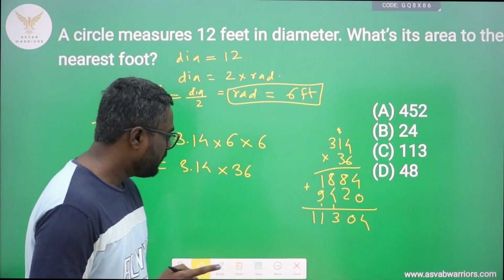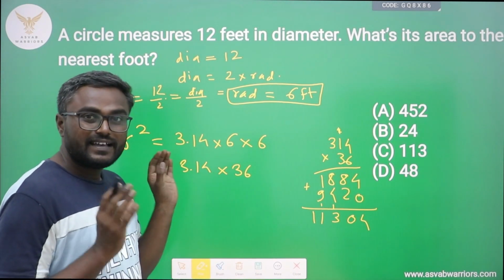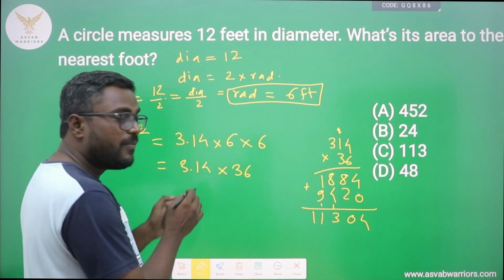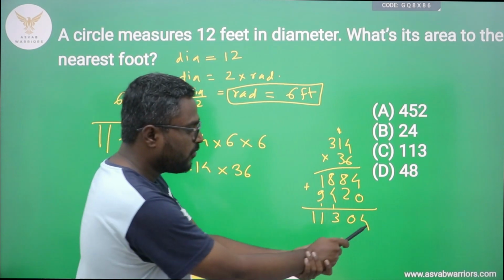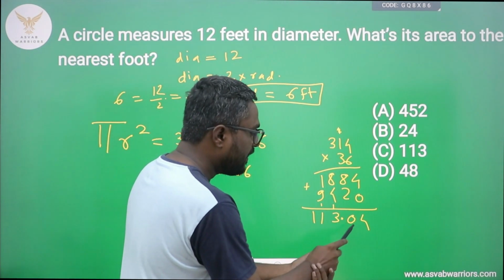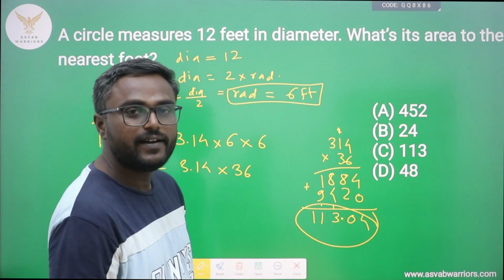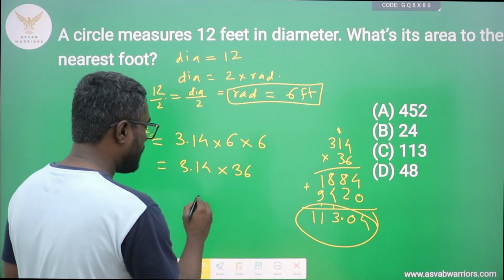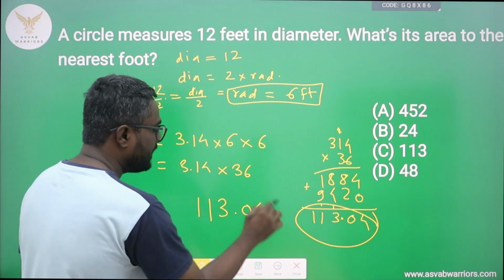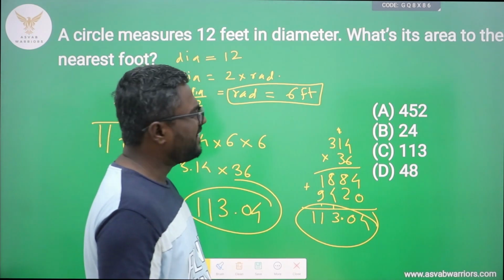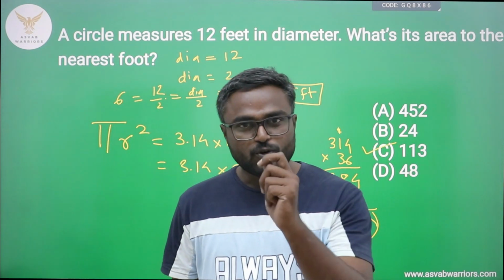Now, remember, we forgot about the decimals for the instance while multiplying. So how many digits were there on the right hand side of the decimal? 1, 2. So what will I do now? 1, 2. So this is our answer, 113.04. So what is the nearest foot to it? 113. So option C is correct. I hope you got it.